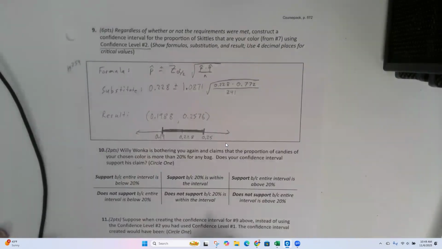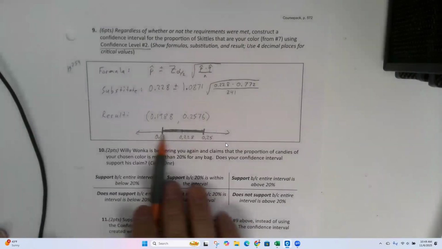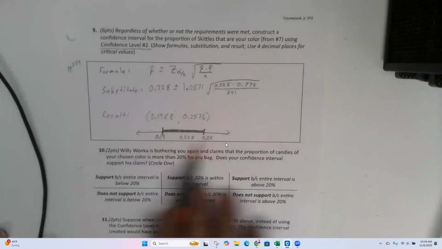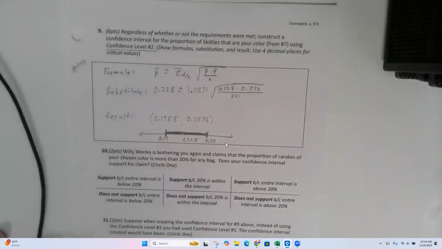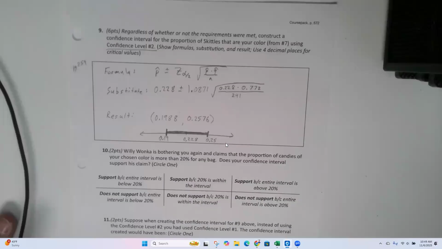You don't need to draw a number line. You don't need to draw this. This is just, I like to be visual. So this was just to explain what the heck we're doing.